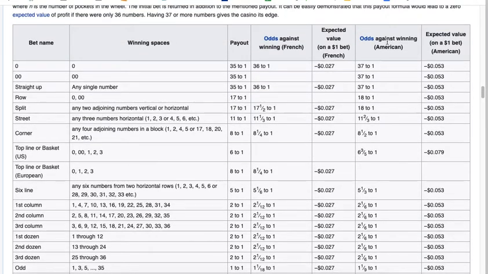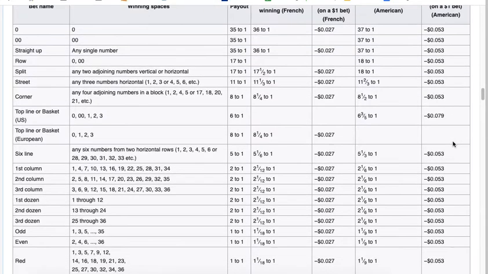Keep in mind that we have the European board versus the American board. So kind of see that expected value. Notice here, they already have those lose a nickel, lose a nickel, lose a nickel, lose a nickel. So they're already counting on that.